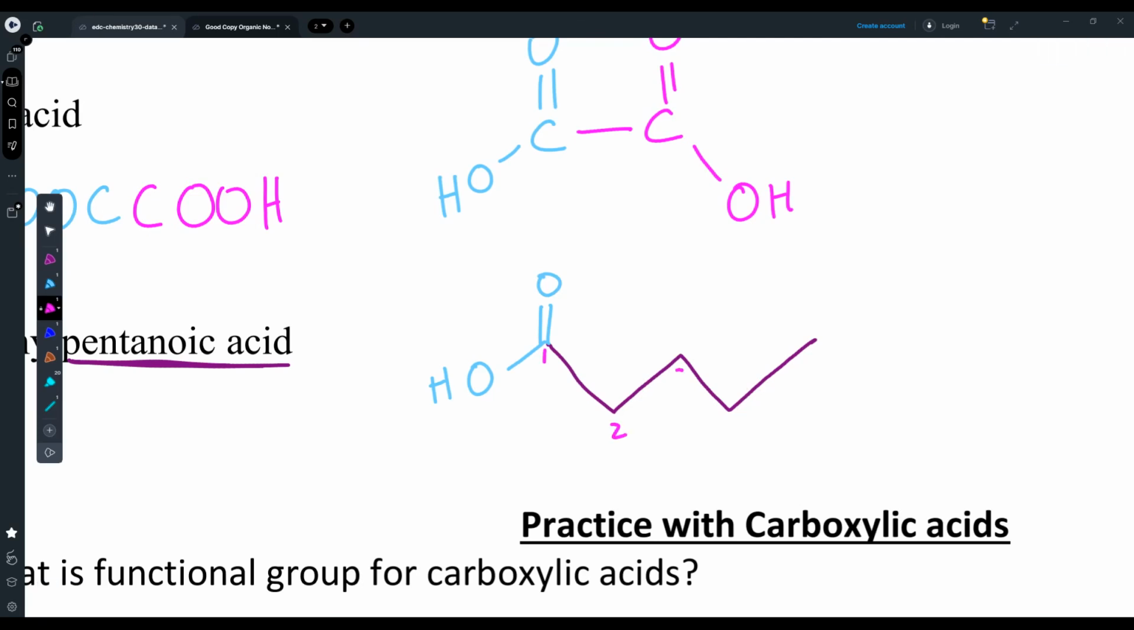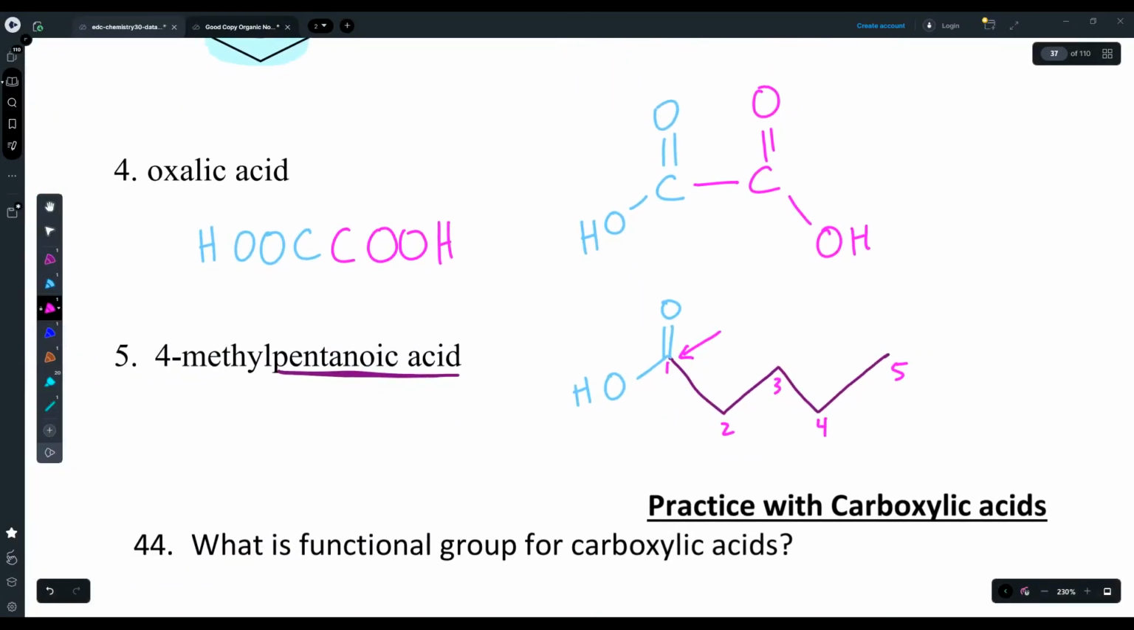So numbering the carbons, here's how you would do it: 1, 2, 3, 4, 5. This carbon, it's very sneaky. Oftentimes students forget to count this carbon as part of the parent chain. All right, so that is the parent chain taken care of.